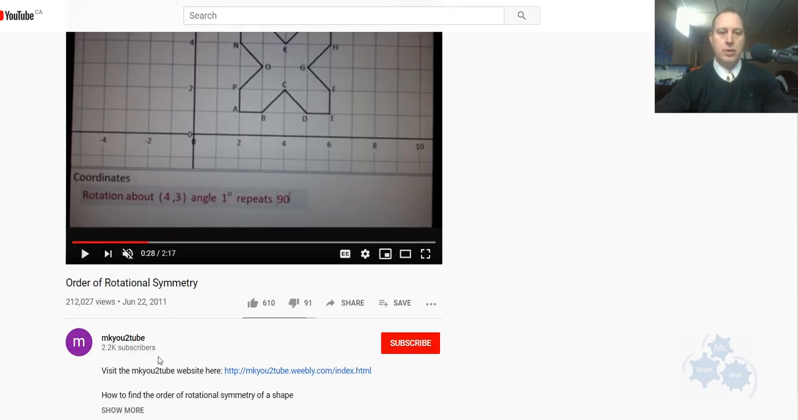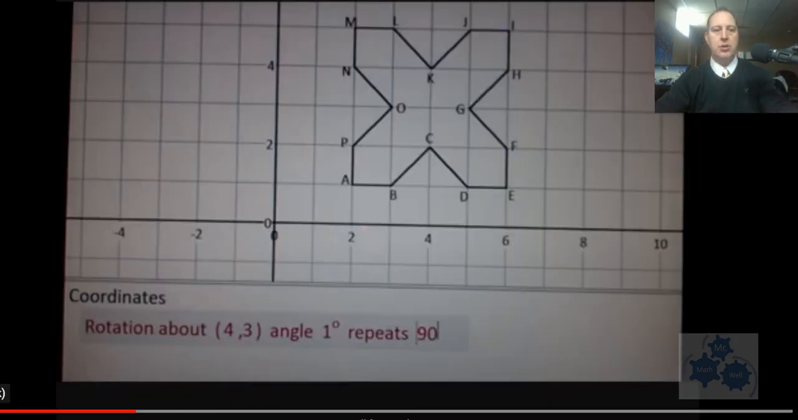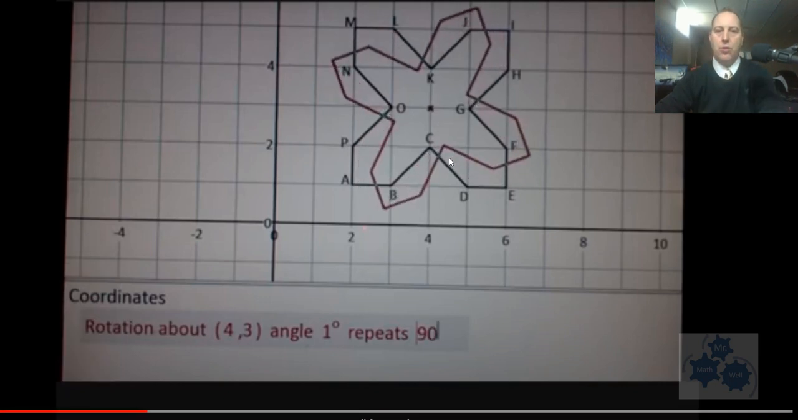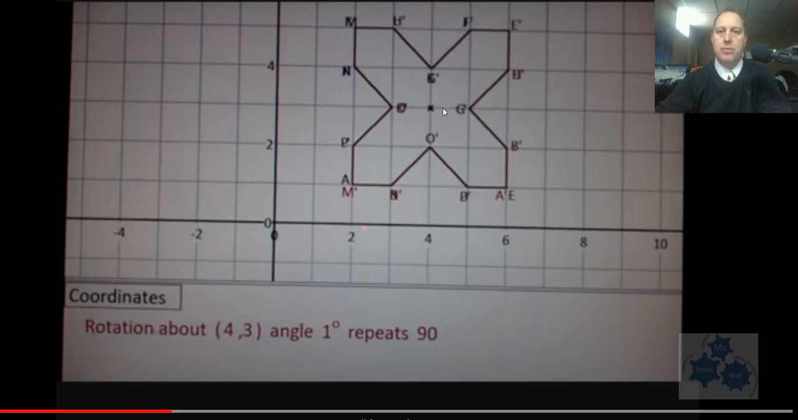Kudos, just a credit out to MKU2 Tube, for this little clip. I'm just going to play this. If we look at this shape right here, watch how it rotates and how it maps onto itself before it gets all the way around. You see? Boom. Now it's identically right on itself.